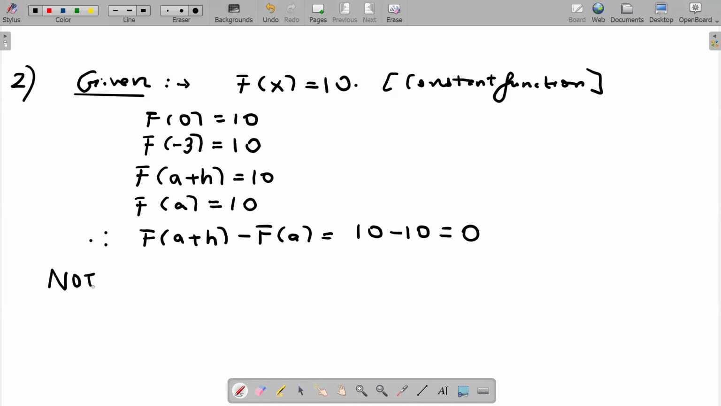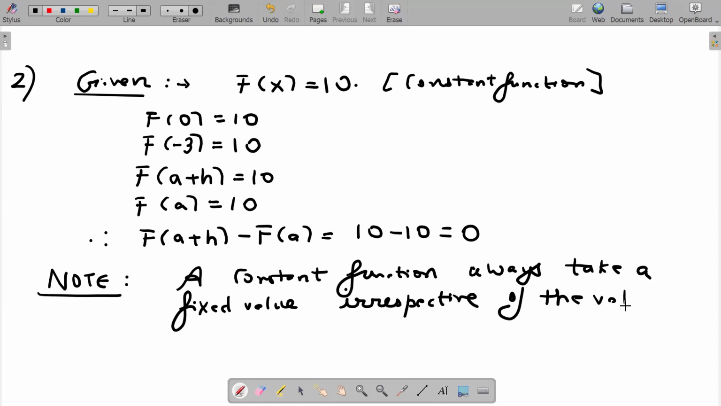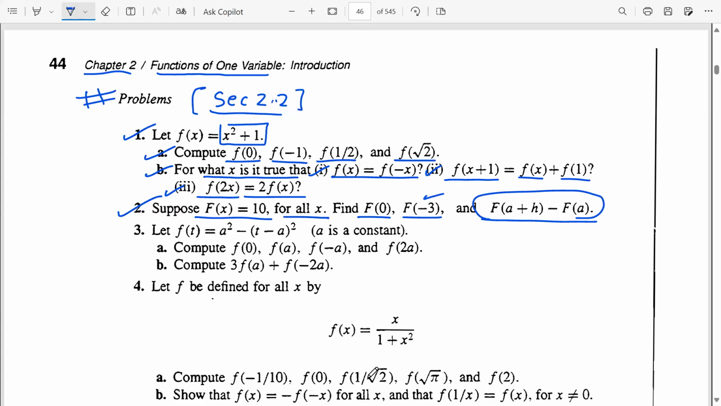So I can make all students write a note that a constant function always takes a fixed value irrespective of the value of x. A constant function will always take a fixed value irrespective of the value of x. That is why if f of x is 10, f of 0, f of minus 3, f of a plus h, f of a, all will be 10. Okay. So hoping students have understood how we have solved question number 2.